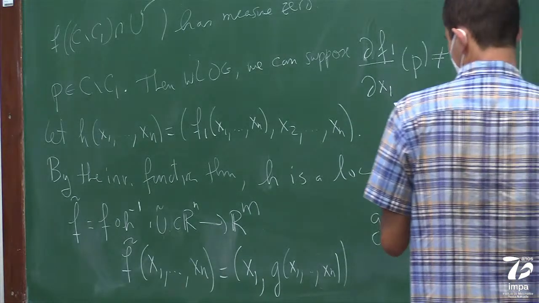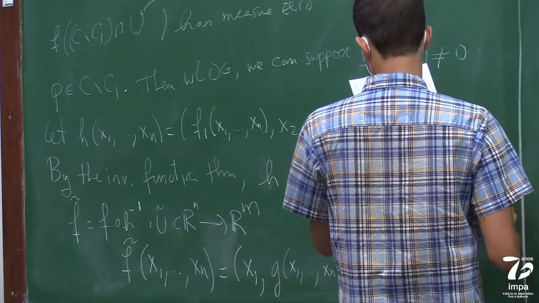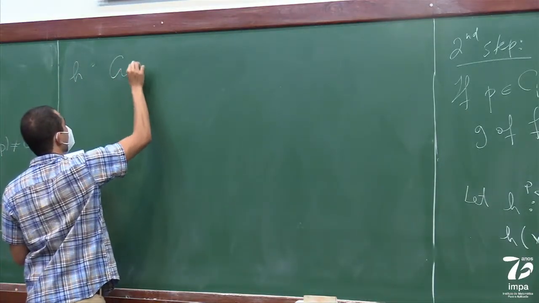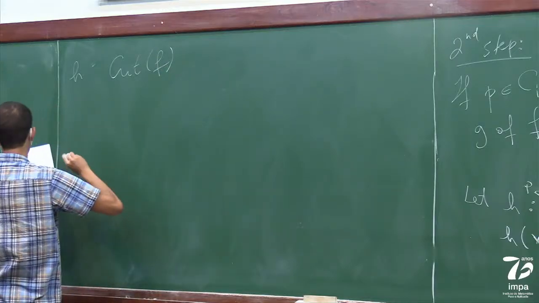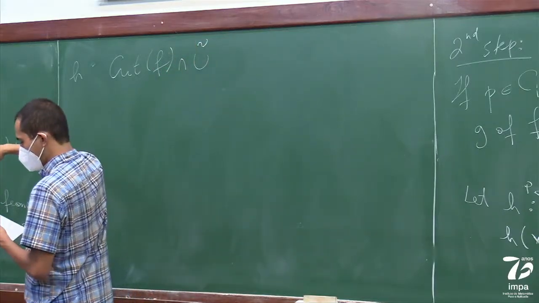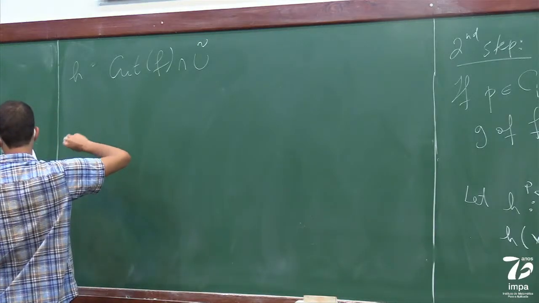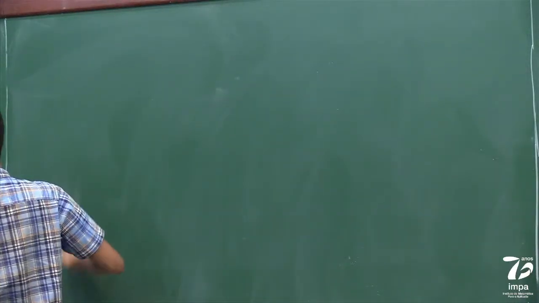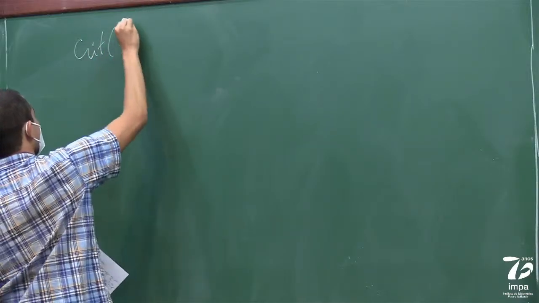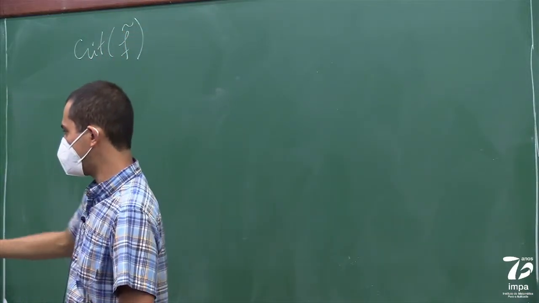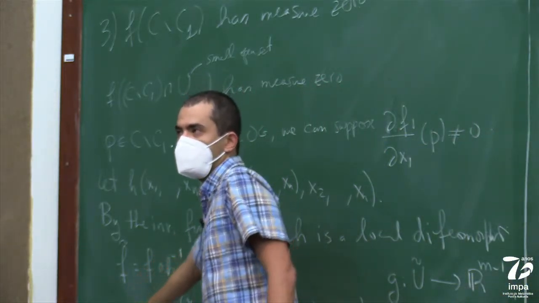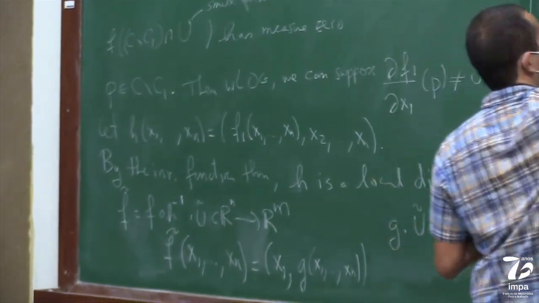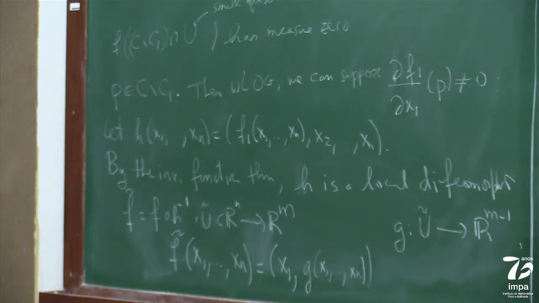So first notice that the critical point set of F, if I intersect it with U tilde, and I look at H of that, if I look at the points that are critical for F tilde, because H is a local diffeomorphism, they get taken to the critical points of F by H. So if I look at H of this, that's just going to be the critical points of F in this U.